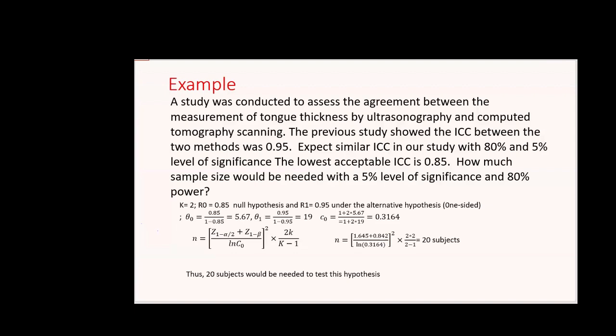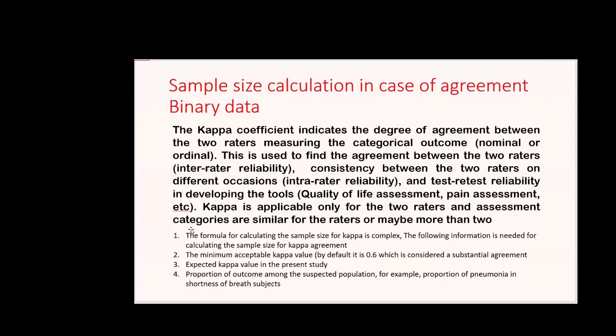Now we come to agreement in the case of binary data. For a binary tool, we use kappa statistics. You are generally aware of that. Kappa statistics is applicable for two raters only. The same process applies: in whatever condition we use ICC, we use kappa statistics to find the agreement between two categorical outcomes. It may be nominal or ordinal, and it may have two categories or more than two categories. But the condition is that both raters have the same categories.